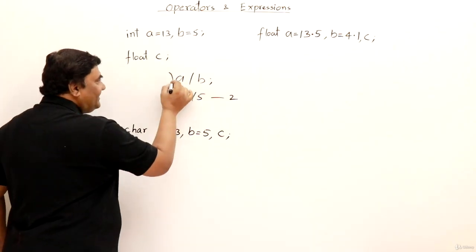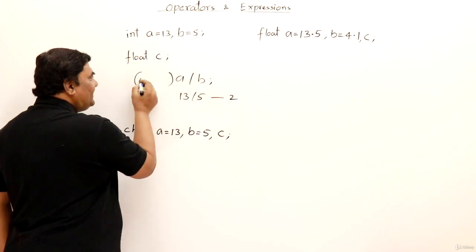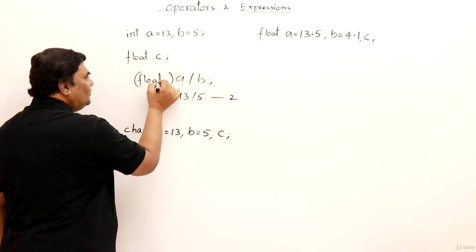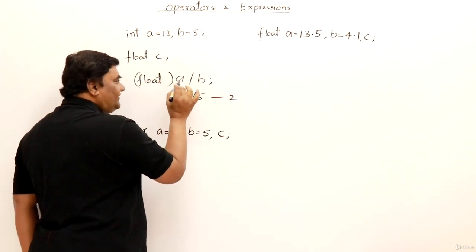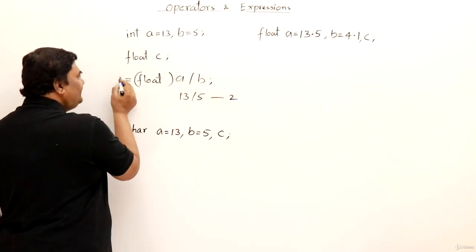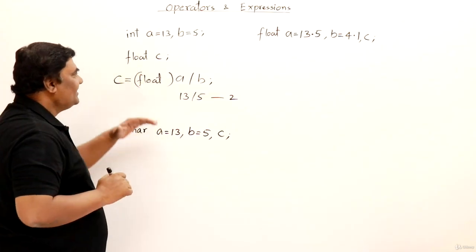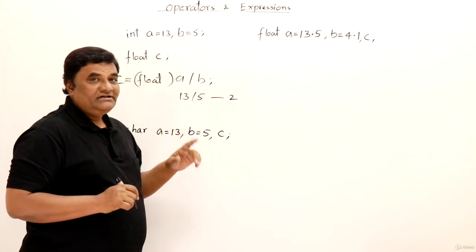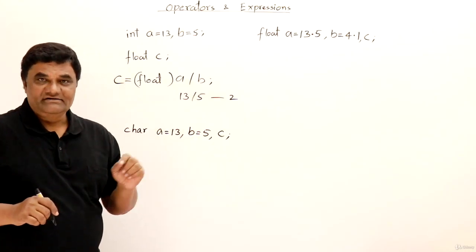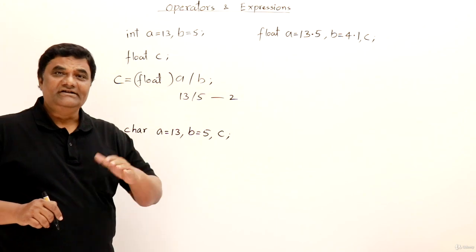So what is typecasting? We can change the data type of this result. This is 2. If you write that we want it to be a float, then the actual result that we get, 2.6, will be given to us, and the variable to take this should be float type. So I have taken C, that is float type here. Now this integer division gives floating point result. So this is called typecasting. Typecasting means changing the data type.